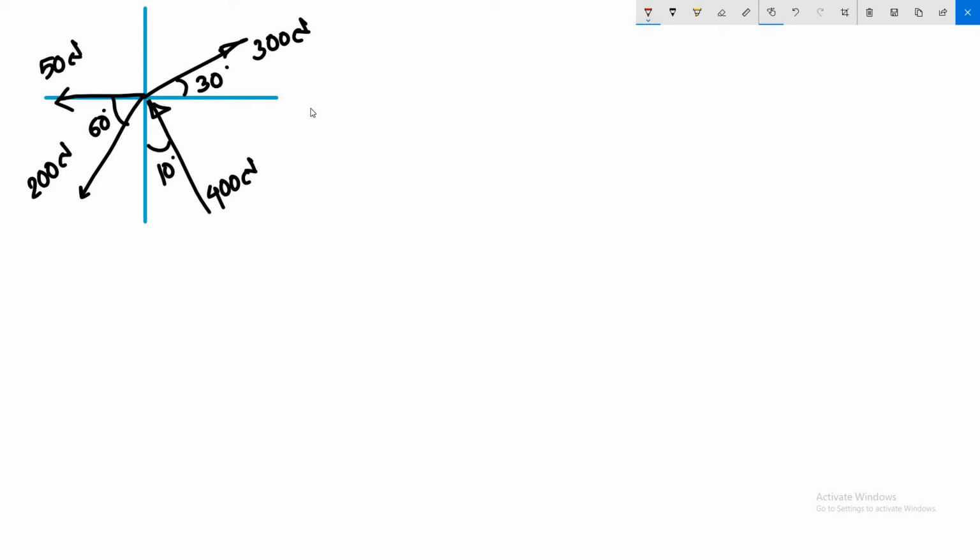So we have been given a force system and there are four forces: 300, 50, 200 and 400 Newton. And these forces are having some inclination with respect to x and y axis. Okay, this is the positive x axis, this is negative x, plus y, and this is minus y.